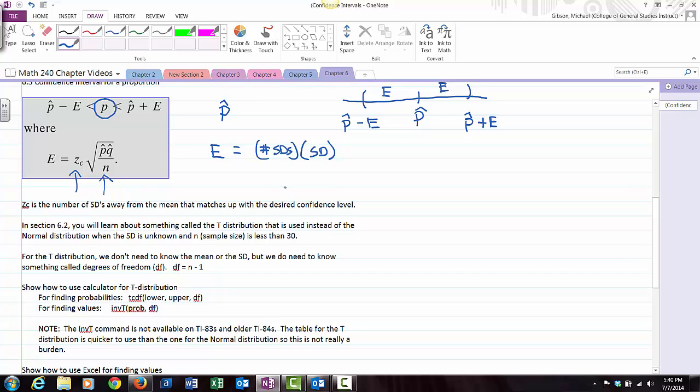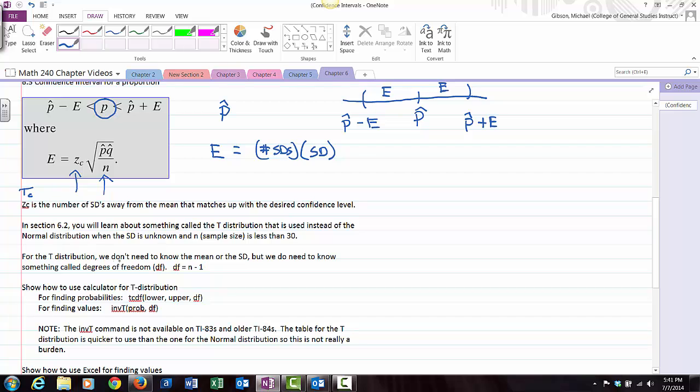All right, so let's go just through a few things. In the formula here, ZC is the number of standard deviations away from the mean that matches up with the desired confidence level. In 6.2 it would be TC. All right. In 6.2 you'll learn more about this T distribution.